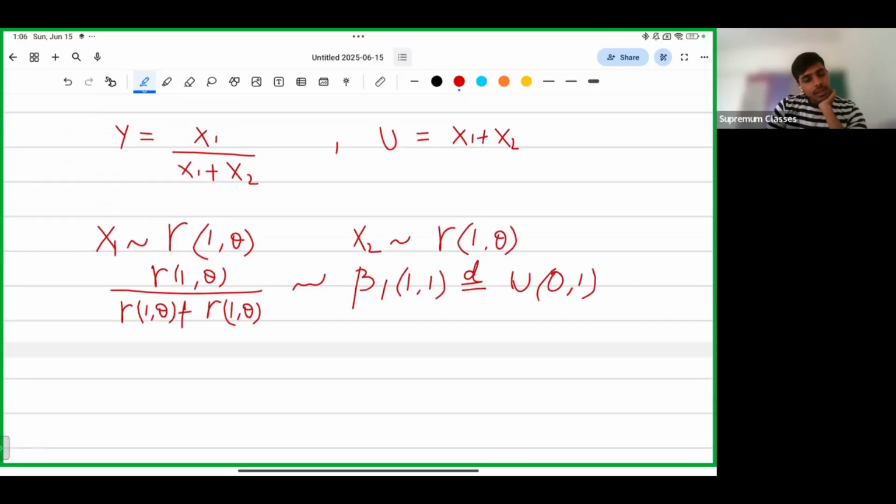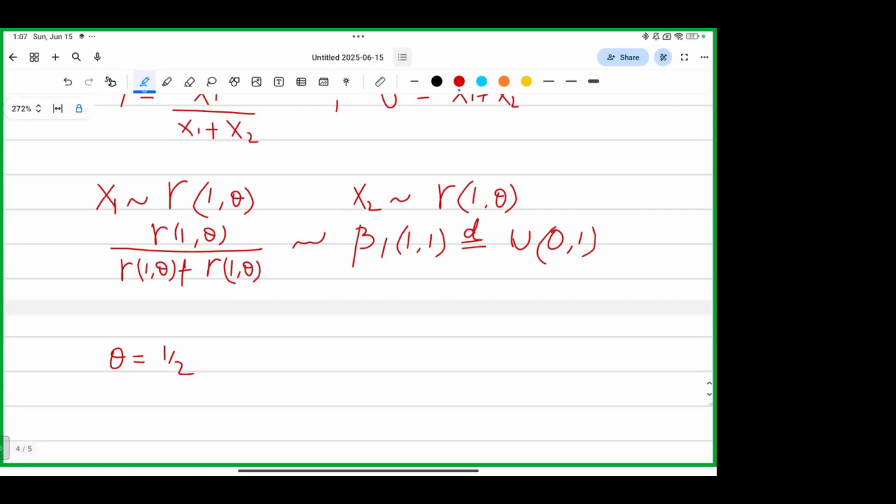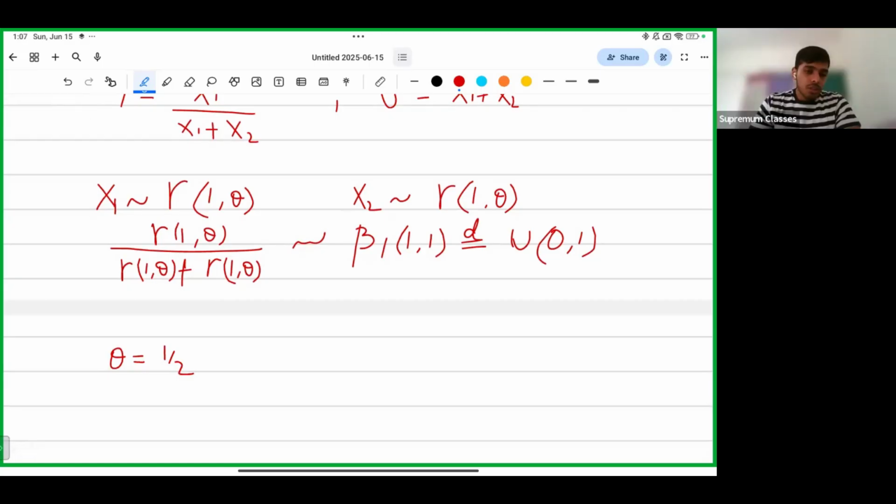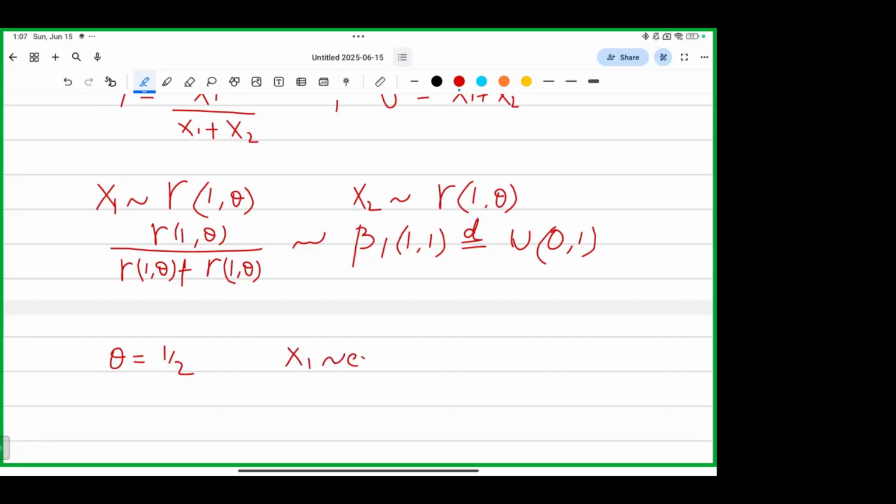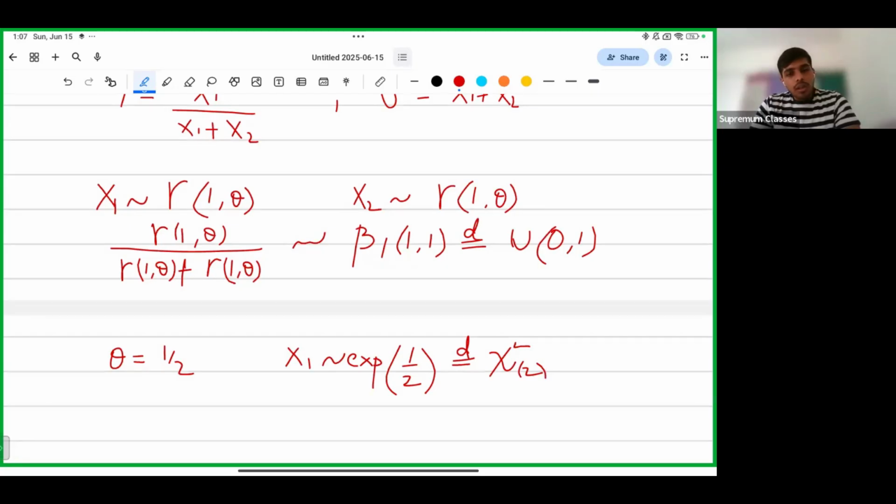Now I say that theta was half. So this is independent of theta, right? Theta had no role to play here. Now, if theta were half, I could have written x1 and x2. Can you say what x1 would be in terms of chi-square? Say theta equals half, then x1 in terms of chi-square. X1 is exponential half, which is the same as chi-square 2. So now x1 over x1 plus x2 is like chi-square 2 over chi-square 4, right?